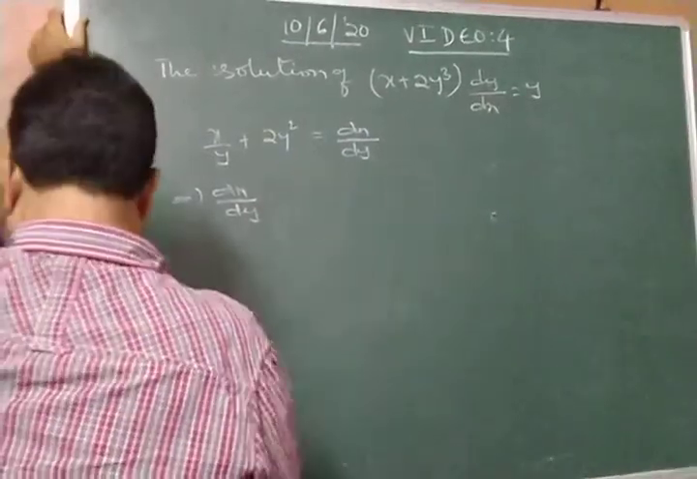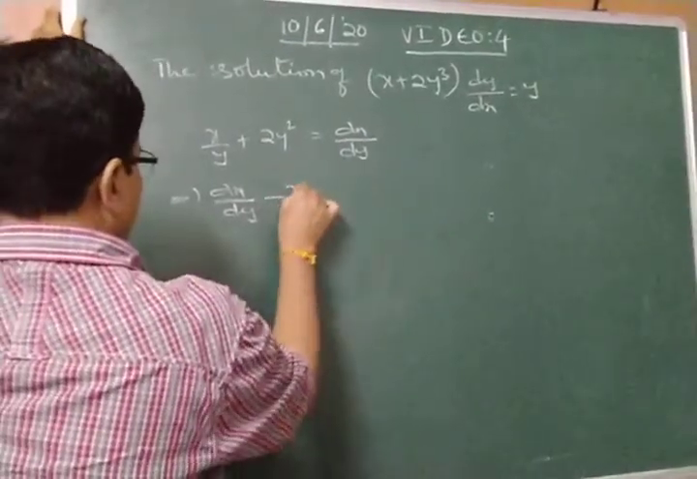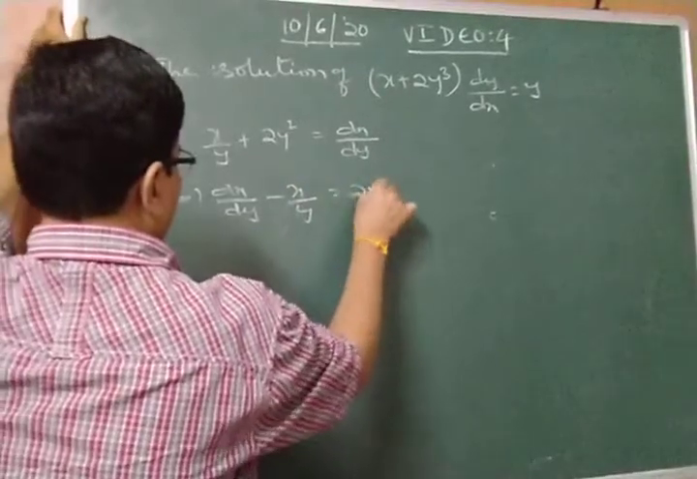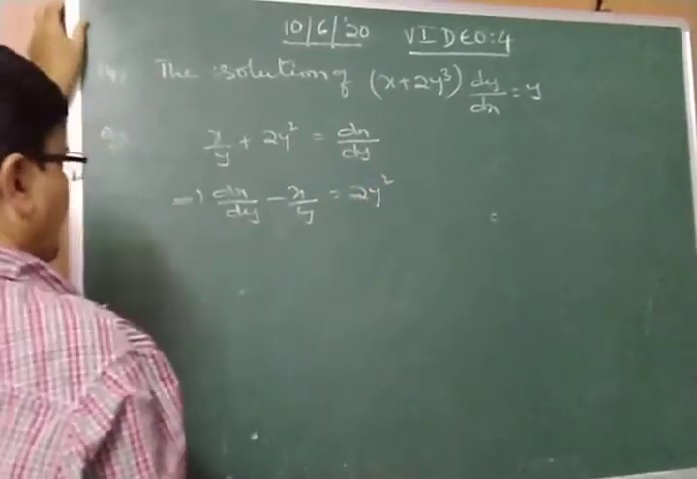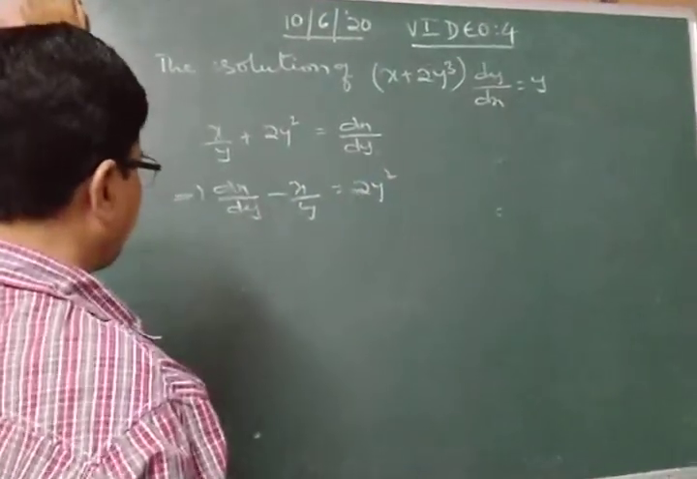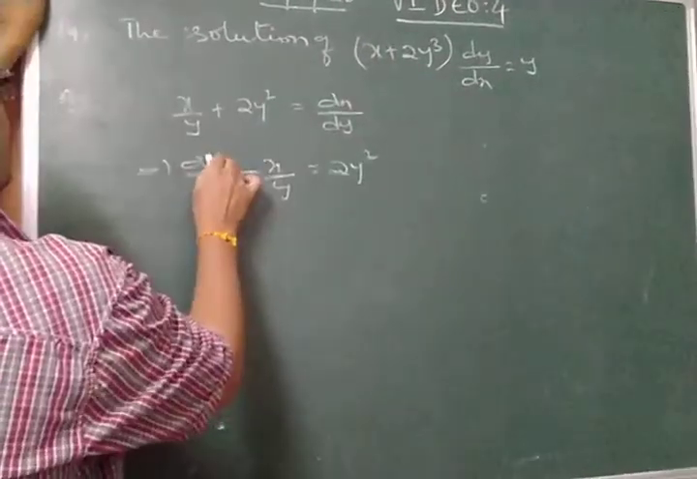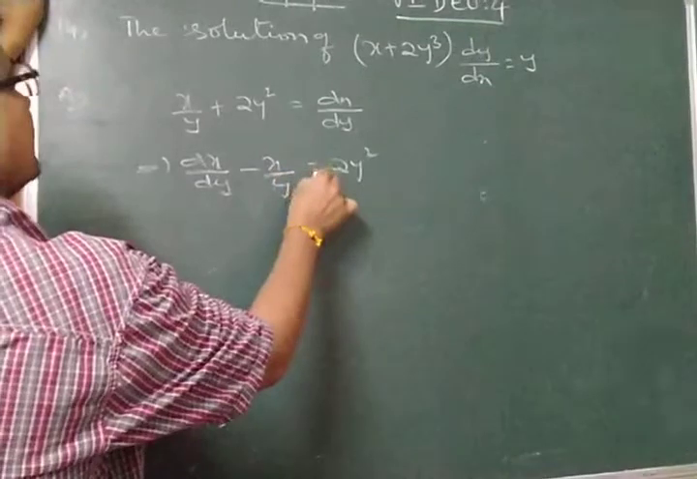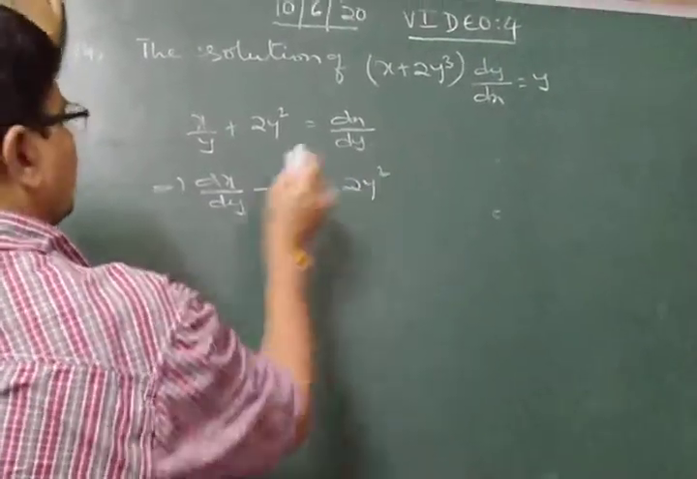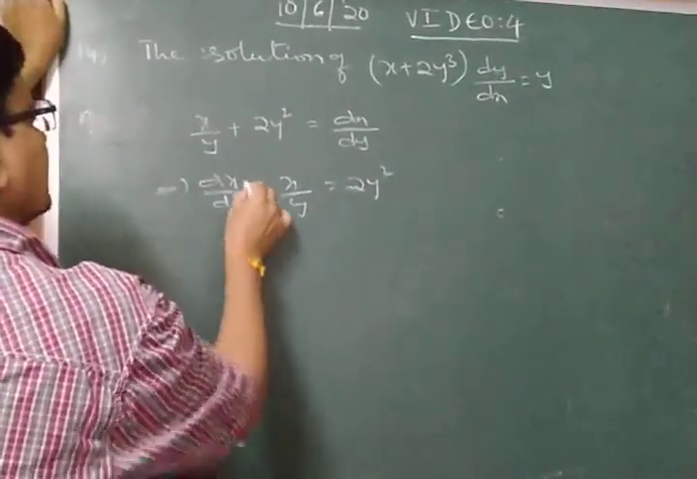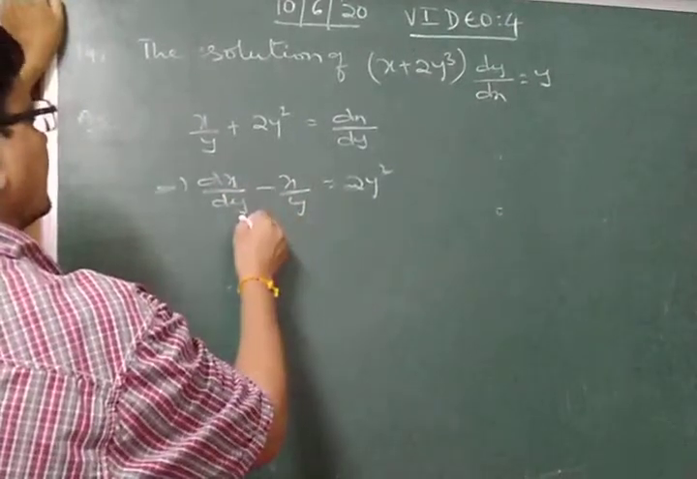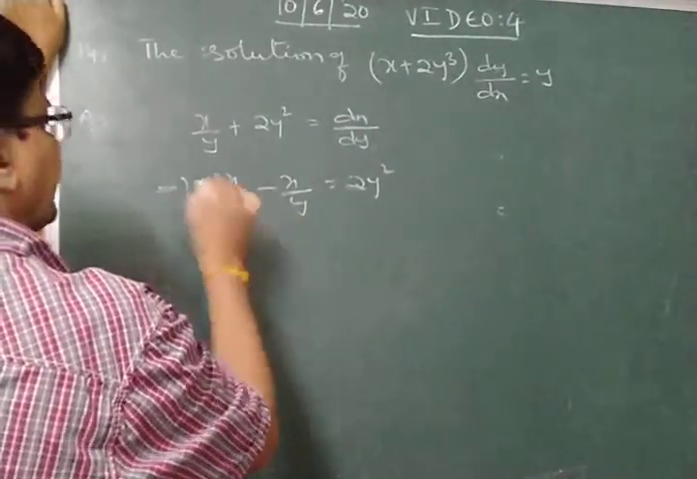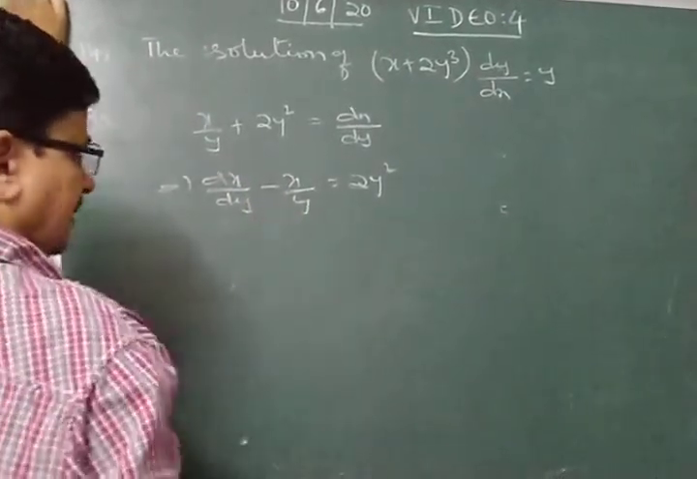This is not correct. Minus x by y is equal to 2y square. This is of the form dx by dy minus 1 by y into x is equal to 2y square. Now this is also a linear differential equation in y. This is a linear differential equation in y.